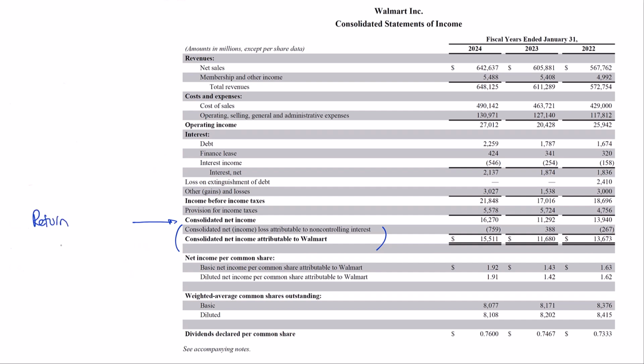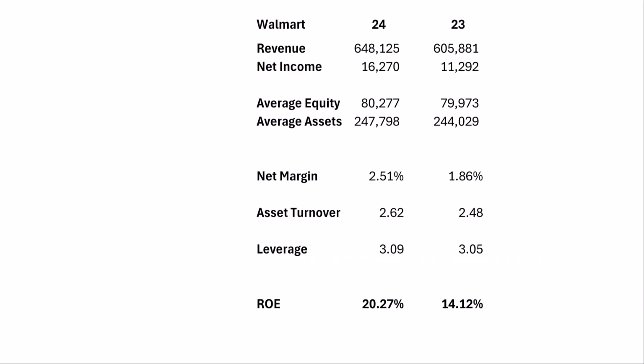This is obviously our return when we're trying to calculate ROE. We'd need to divide that by average equity, which I just happen to have done right here. So you can see our net income from 24, and I've got the comparable. Divide that by average equity, 16,270 over 82,77, and you'll get your ROE of 20.27. Compared to last year, 11,292 over 79,973, only 14.12. That is a hefty increase.